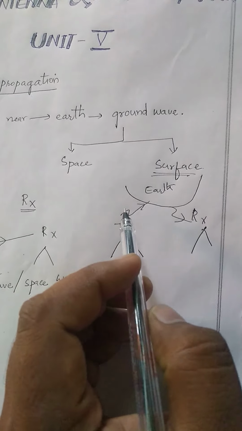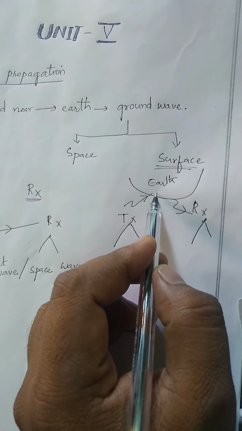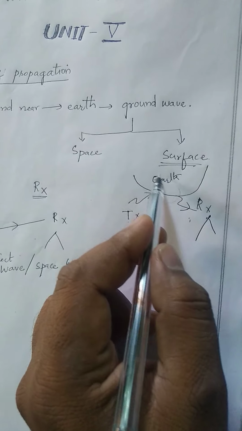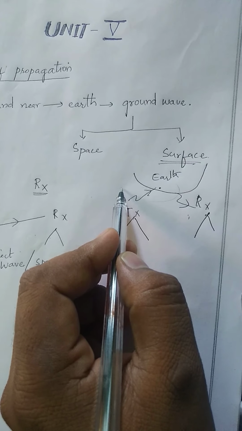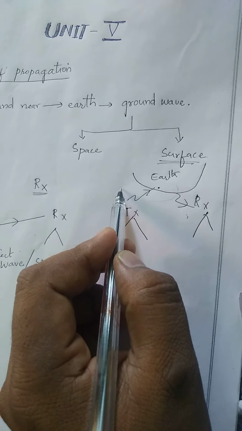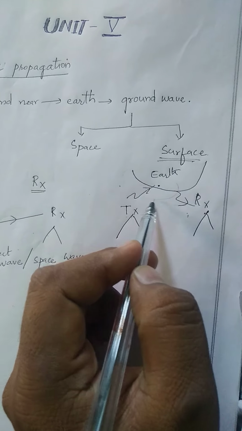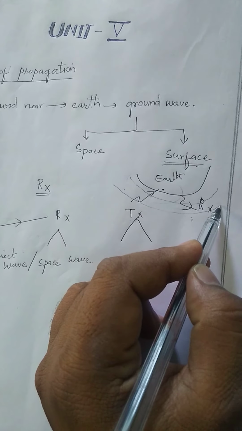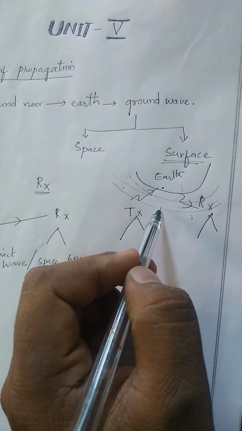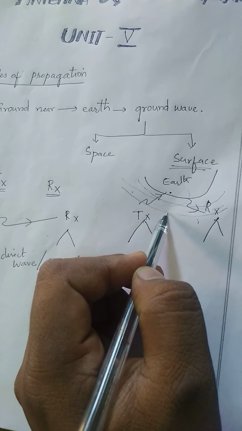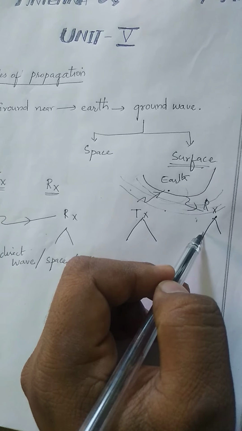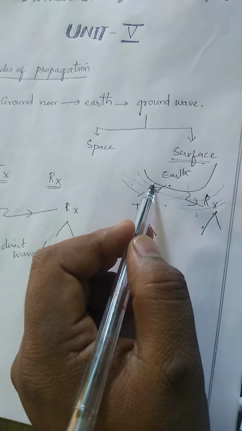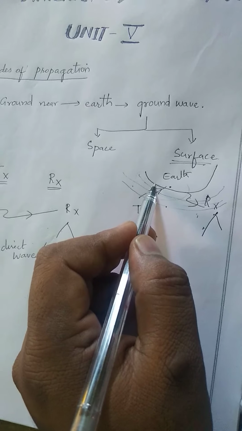Next, there are the waves which reach the receiving antenna as a result of scattering and reflection from the ionization in the upper atmosphere. Suppose we have the earth there, and from the atmosphere there are different layers: ionosphere, biosphere, lithosphere. The wave which reaches the receiving antenna as a result of scattering and reflection from the ionization in the upper atmosphere, we call the sky wave.